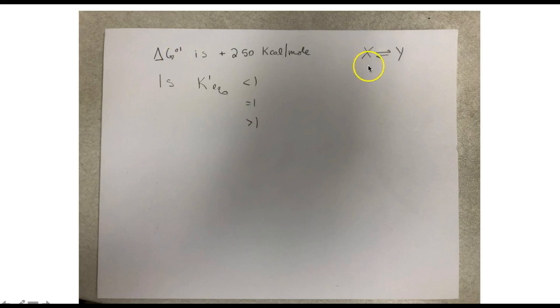So we're starting with 1 molar X, 1 molar Y. The conversion of a mole of X into Y requires an input of 250 kilocalories per mole. That is endergonic, input of energy, non-spontaneous. Now, based on this information alone, we can determine if the equilibrium constant, that is the ratio of Y to X when this reaction has reached equilibrium, is less than 1, equal to 1, or greater than 1.